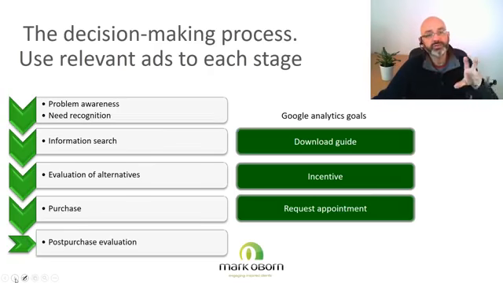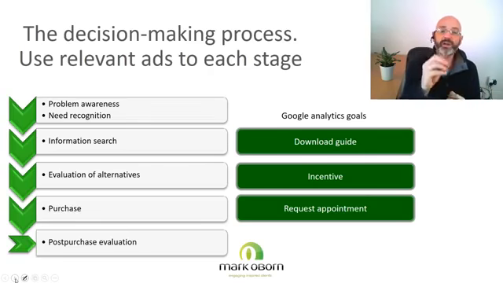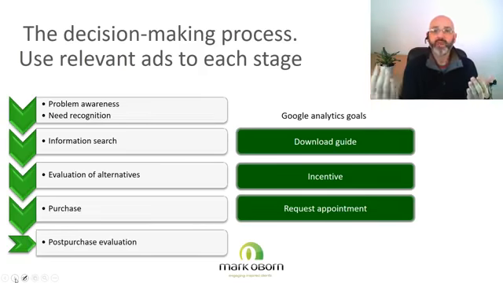So we can use adverts to drive people to relevant parts of your website. We're not just sending them to anywhere on your website, we're sending them to relevant parts. So we're using Google Analytics and goals. When someone takes an action, it triggers a goal in analytics. So in the information search, they download a guide. Evaluation of alternatives, we have an incentive for them. They want to purchase, we have a request an appointment. Whenever they take one of those actions, it triggers a goal. We can see what triggered that goal.